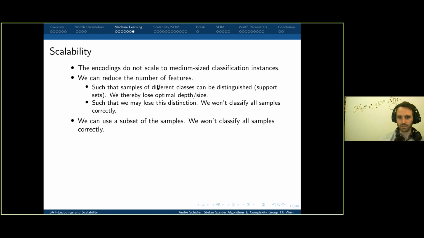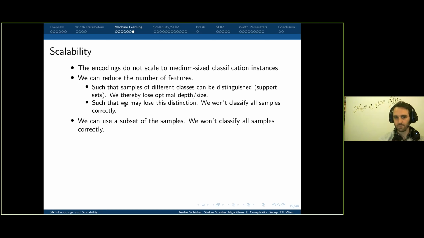You can do this in a way so that you can still distinguish samples with different classes. But what happens if you reduce the number of features is that you will then get duplicate samples, which you can remove. So you reduce the instance in 2 dimensions. But then you lose the optimality of depth or size. You may come up with a decision tree that's larger than necessary.